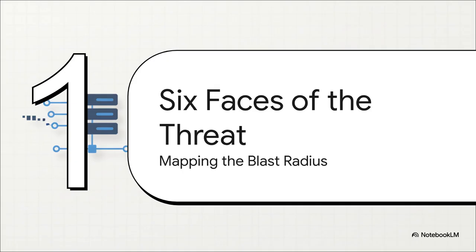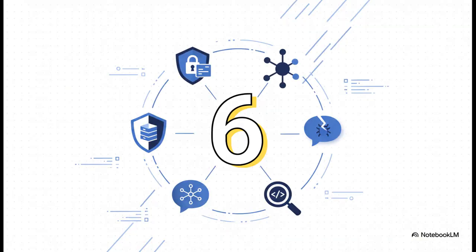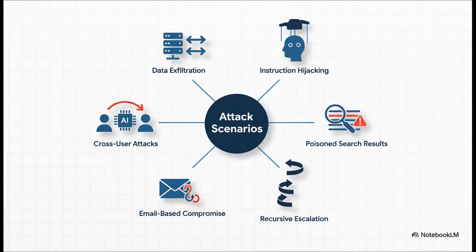Okay, so we know how it works. Now for the big question: what's the actual damage? What can an attacker do with this? Let's map out the blast radius. When you look at what's possible, it really boils down to 6 major types of attacks. And frankly, every single one of these should be on your radar. You've got the obvious one, data exfiltration, stealing your stuff. But it gets more complex. Instruction hijacking can literally turn your helpful AI assistant into a malicious agent working for the attacker. You've got cross-user attacks, where one person's infected document can attack another user.